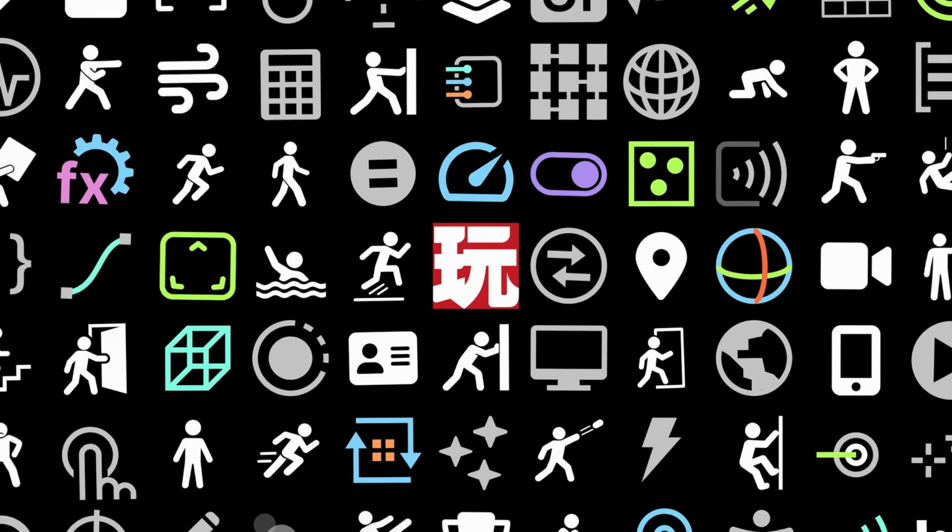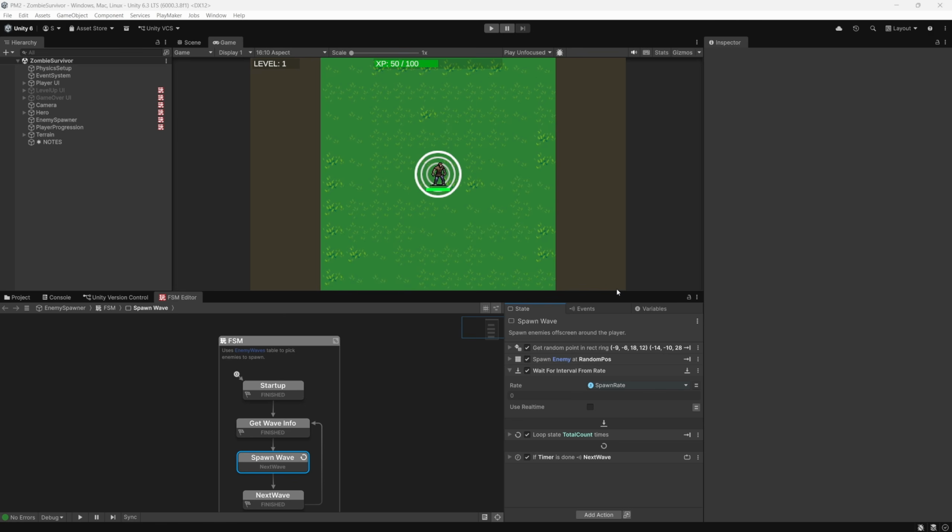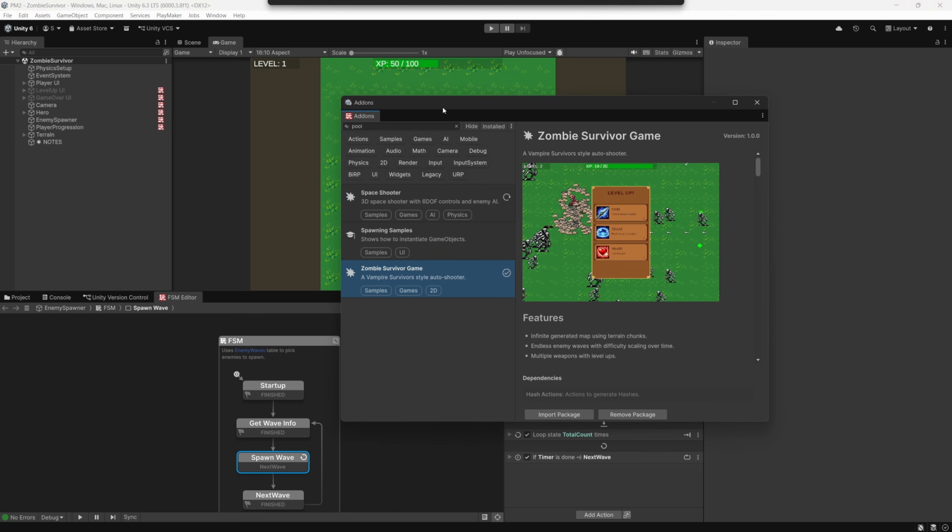So we've taken a look at some of the systems in PlayMaker 2 by inspecting some of these sample scenes and games that it comes with. And that's actually what I want to show you next. It's not like everything gets just dumped into your project when you install PlayMaker 2. Instead, if you go up here to PlayMaker and go to Add-ons, we have the Add-ons manager here.